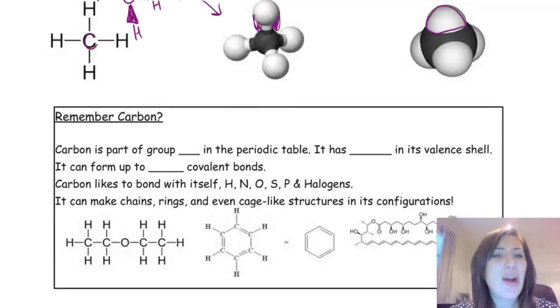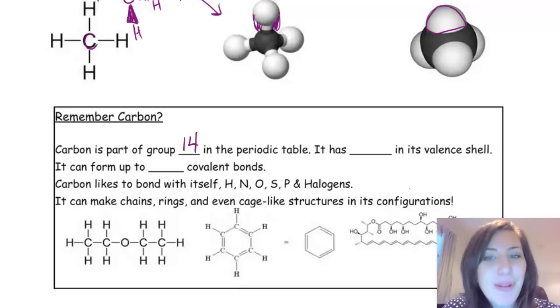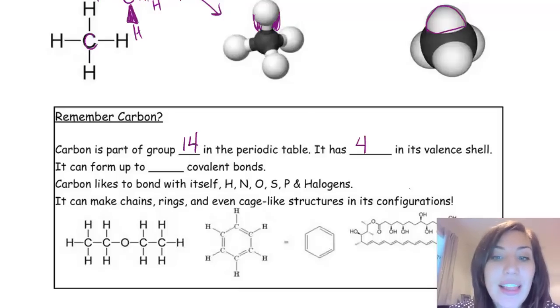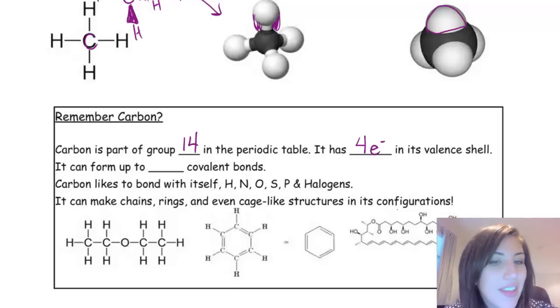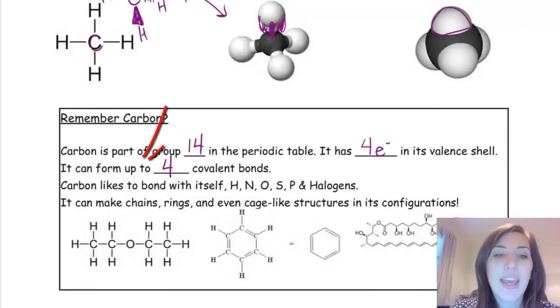So what do we know about carbon? Do you remember things about carbon? It is part of group 14 on the periodic table, and it has 4 electrons in its valence shell. It likes to form 4 covalent bonds. It likes to form bonds with itself, other carbons. It likes to form bonds with things like hydrogen, nitrogen, oxygen, sulfur, phosphorus, and halogen elements.